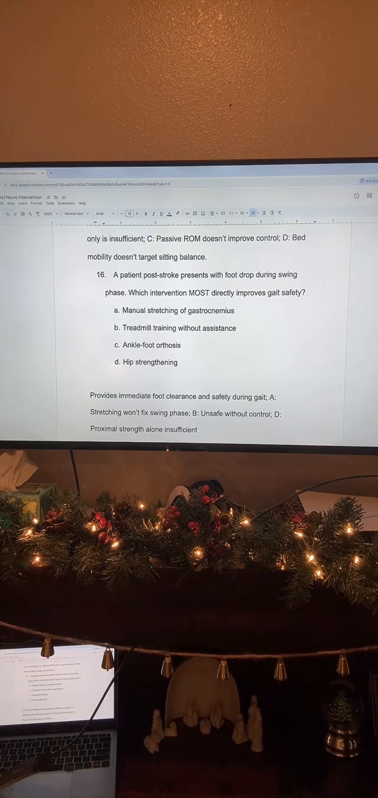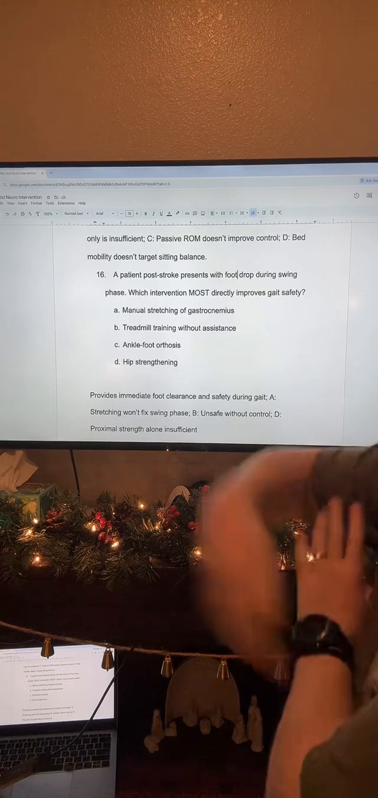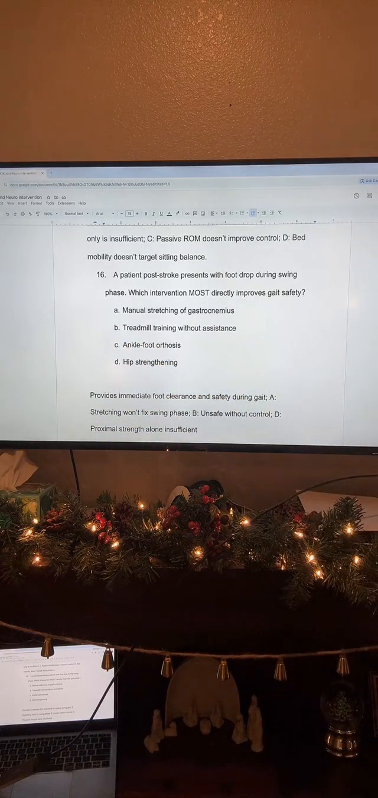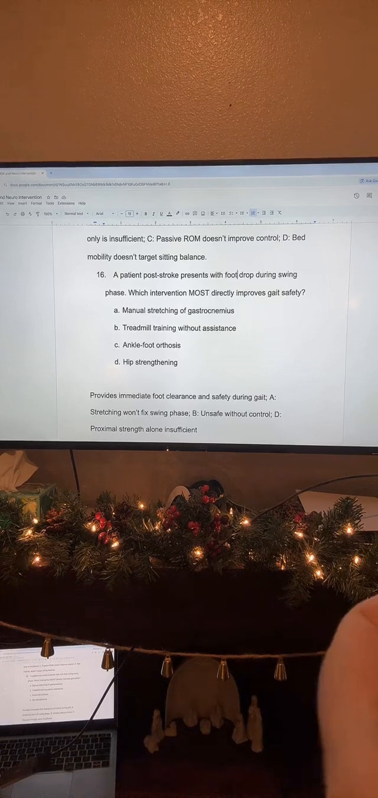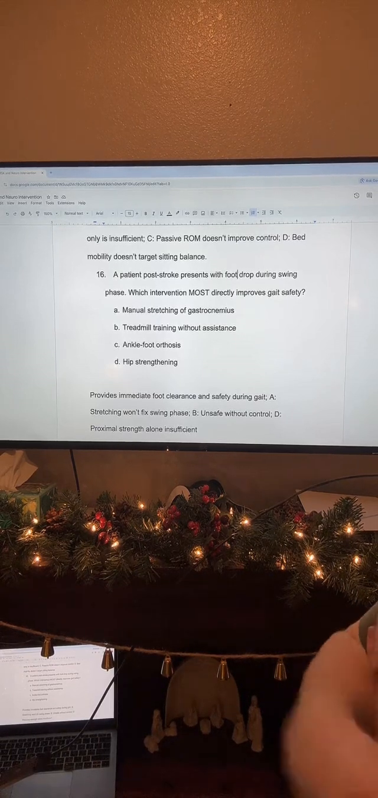during swing phase. B, I would love to do treadmill training with this patient, but realistically, they're probably going to need assistance. It would be very unsafe for me to put them on a treadmill. And remember, this doesn't say bodyweight supported treadmill training, it says treadmill training. So I can't even assume that they're harnessed in or have any way of keeping themselves safe. So while I would love to do treadmill training with them, without assistance it's totally unsafe, so I can't do that. And D, proximal strength alone is not going to be sufficient for helping their foot drop, right? So providing an ankle foot orthosis is going to be the best option there.